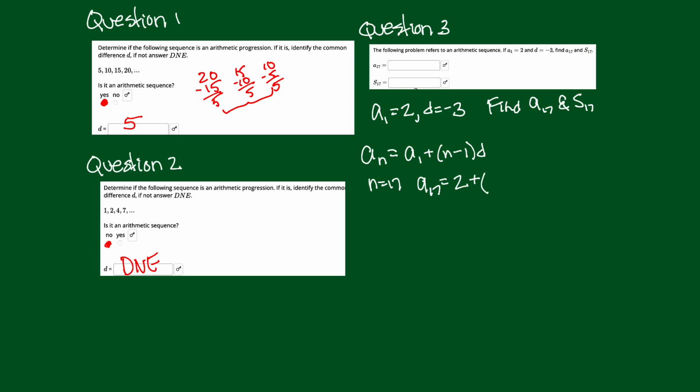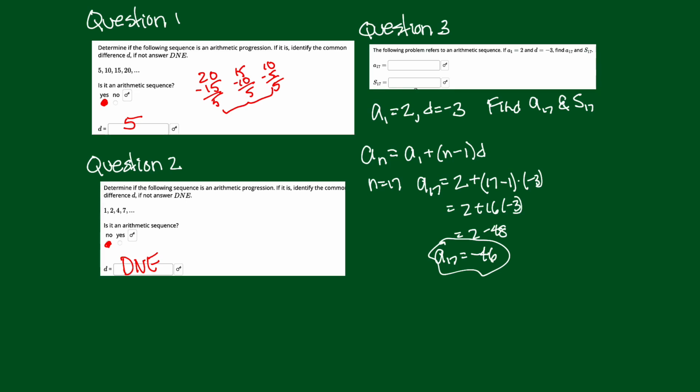Plus n minus 1. Now n is 17. I'm trying to find a sub 17. So 17 minus 1 times d. Now the common difference we're given as negative 3. All right, let's just compute. 2 plus 16 times negative 3. Now 16 times 3 is 48, but this is negative 48. So how about a sub 17? The 17th term is going to be negative 46.